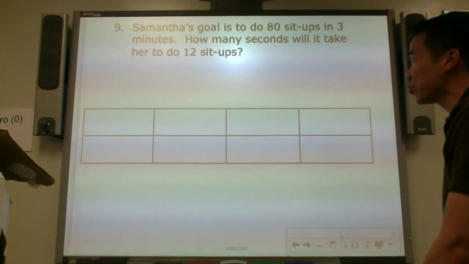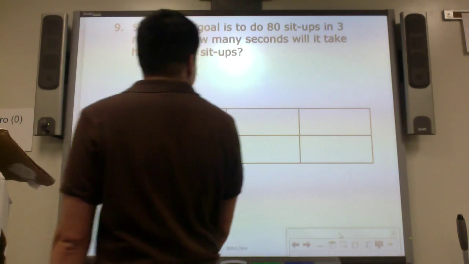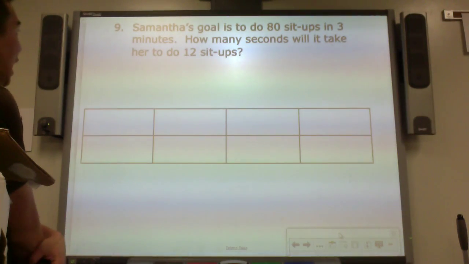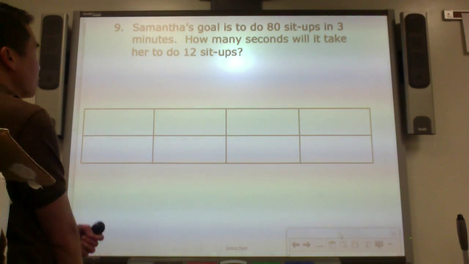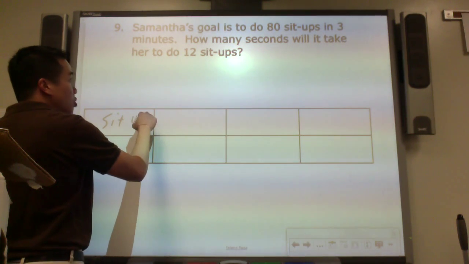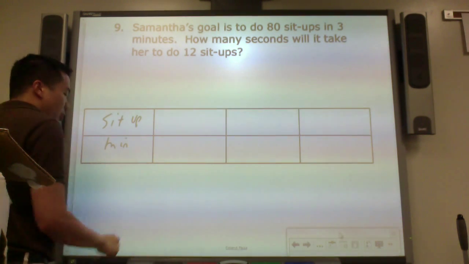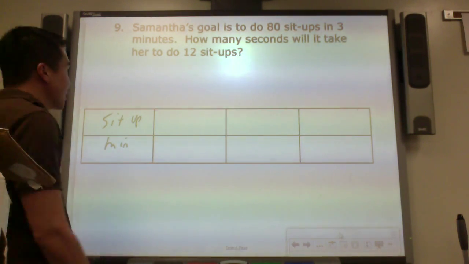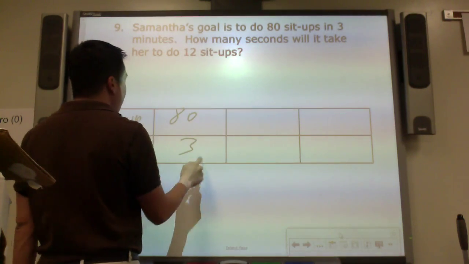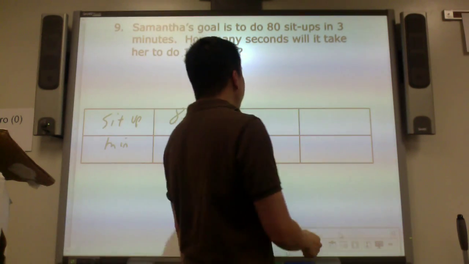And let's try one last one. Samantha's goal is to do 80 sit-ups in 3 minutes. How many seconds will it take her to do 12 sit-ups? So the units are sit-ups and minutes. So we're comparing two different quantities. So 80 sit-ups in 3 minutes. They want us to know how many seconds.